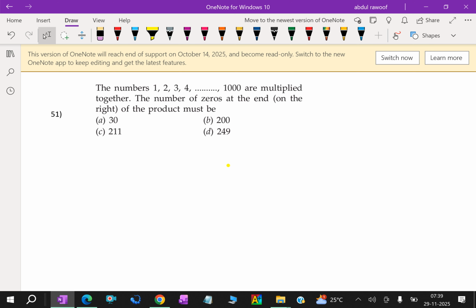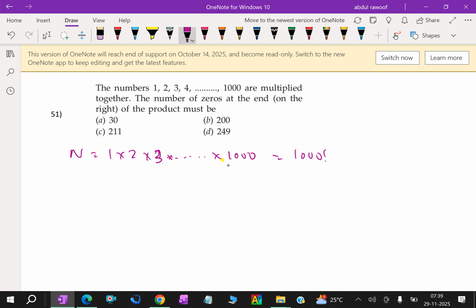Next question. The numbers 1, 2, 3, 4 up to 1000 are multiplied together. What is the number of zeros at the right end of the product? How many zeros at the end of this product? Our number n is 1 into 2 into 3 up to 1000, which we know is 1000 factorial.